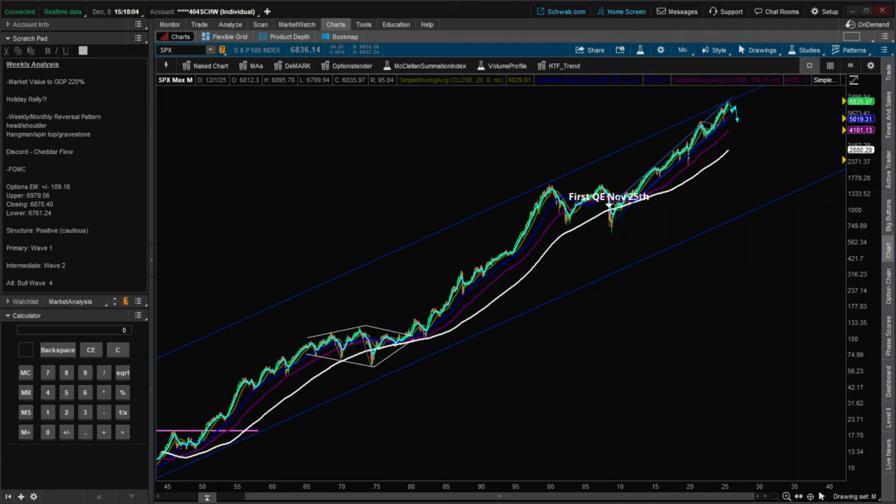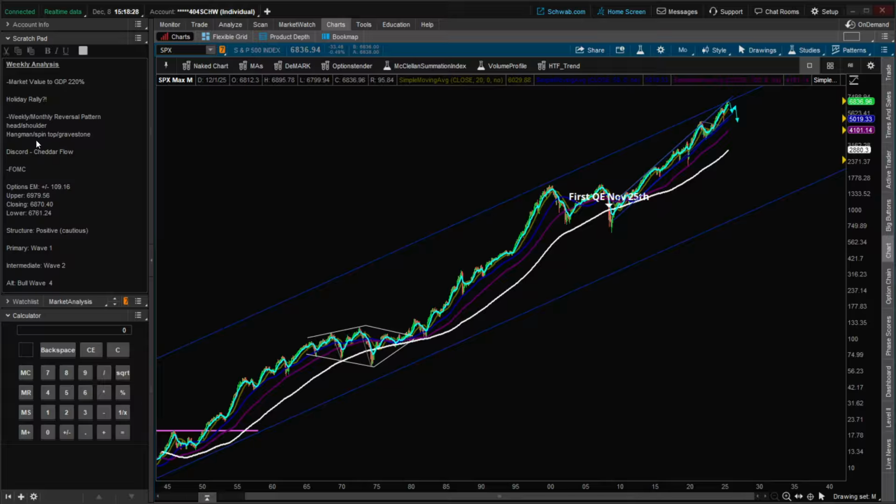All right. So for the week here, we're back up in this range of 220% market value to GDP. So just know that this is not sustainable. Okay. Do we get this holiday rally? I'm not in that boat, but I'll show you in this case what it may look like if we do get that.